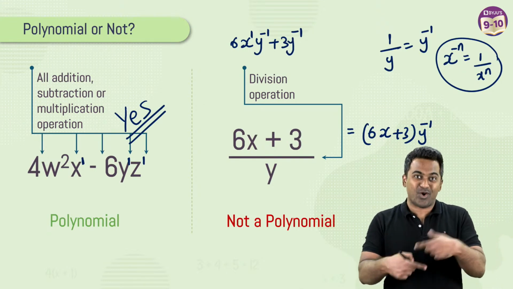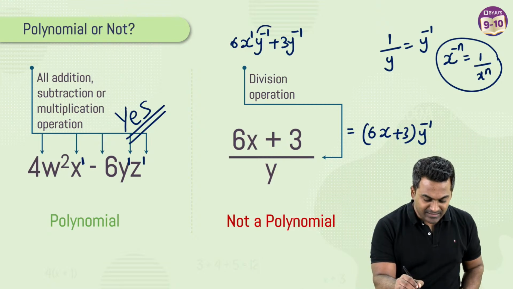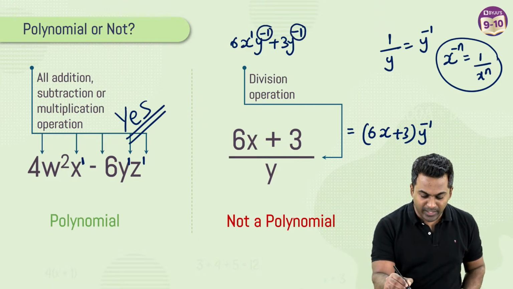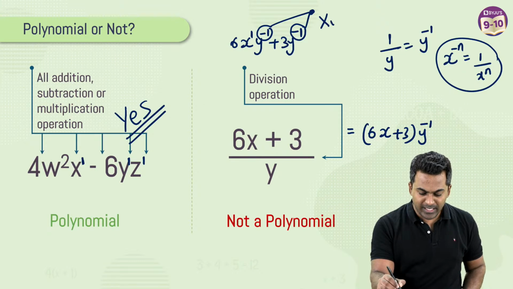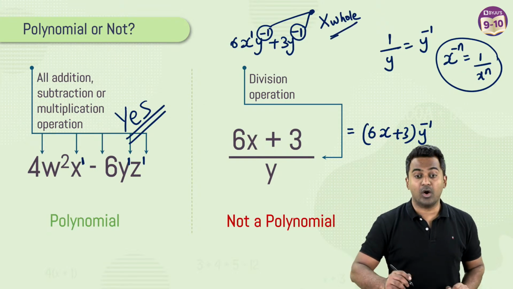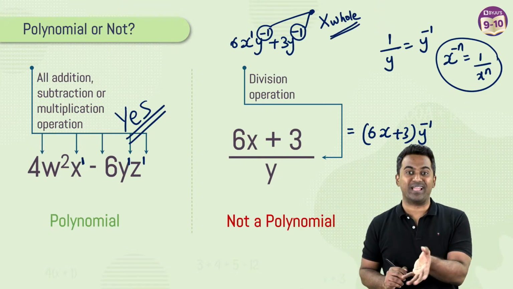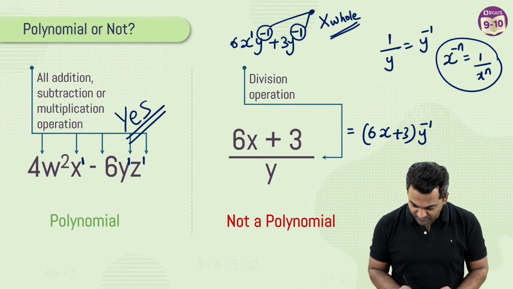So now, look, I've got it in the form, but if you notice, this power here is minus 1, and minus 1 we all know is not a whole number. Yes, because power of y is minus 1. Very good. You've understood this. Well done. Now we move on from this.